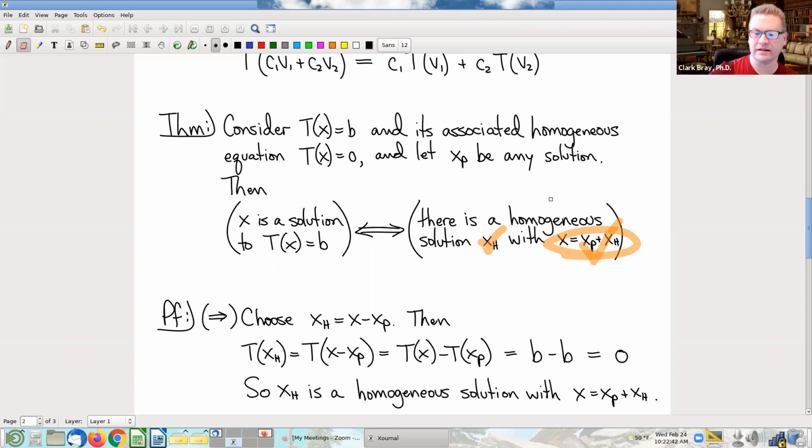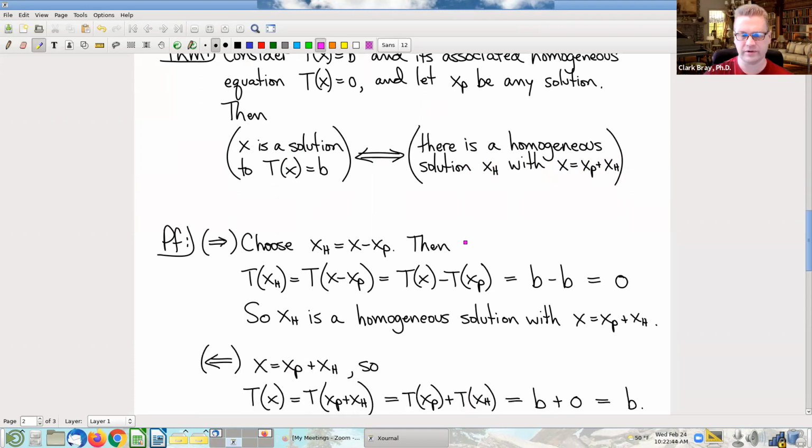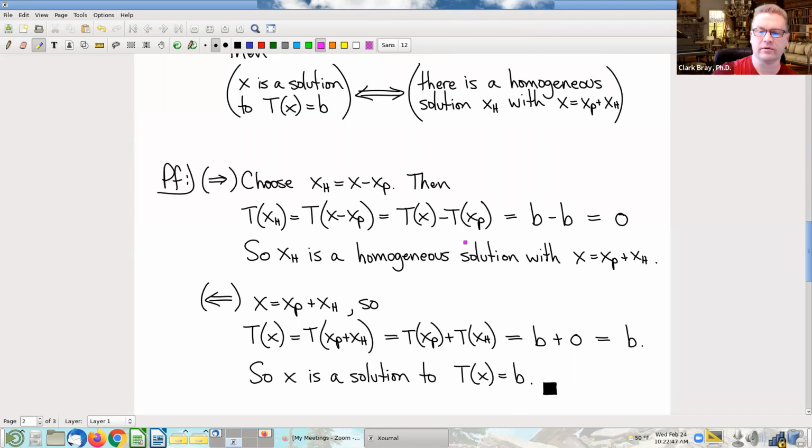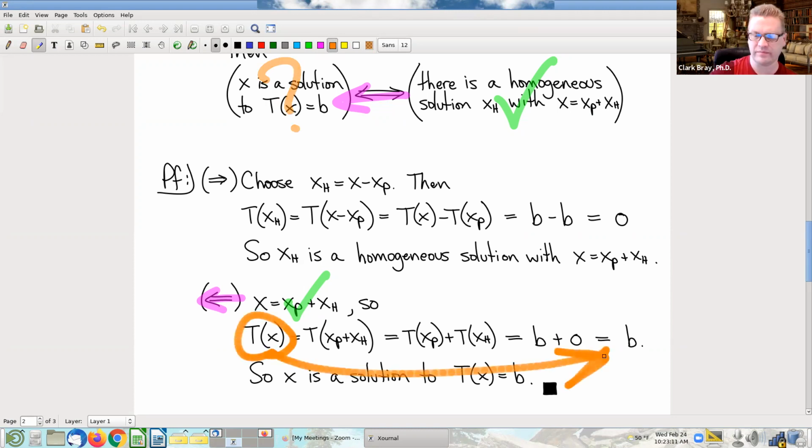Okay, and now let's go the other way. The other way is a little bit more direct. How do I show that? Well, I get to assume that there is a homogeneous solution xh that satisfies this rule. And I just want to show that T of x is b. I want to show that x is a solution to T of x equals b. So I need to compute T of x and I need it to be b. Again, not giving anything away. You can see this is going to work out. But why does that work out?